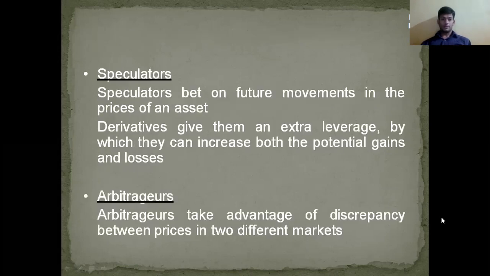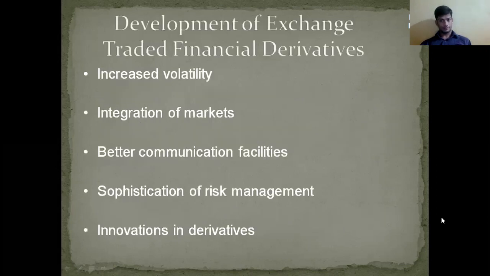Then speculator. A speculator bets on the future movement in the price of an asset. Derivatives give them extra leverage, increasing both the potential gains and losses. Arbitrageur. An arbitrageur takes advantage of discrepancies between prices in two different markets.